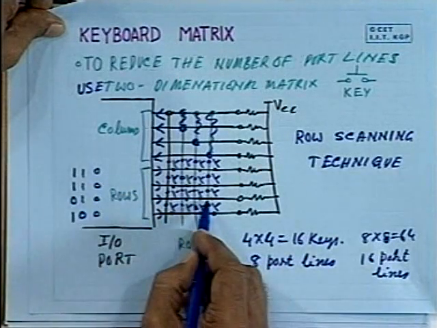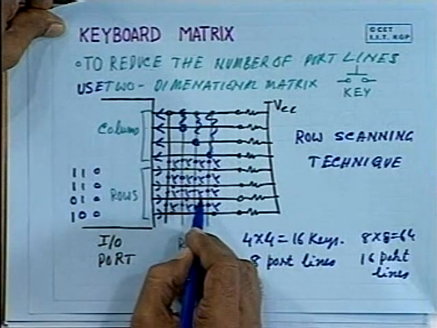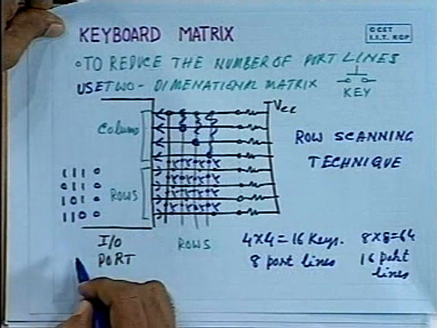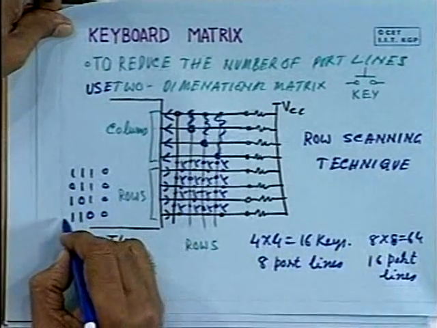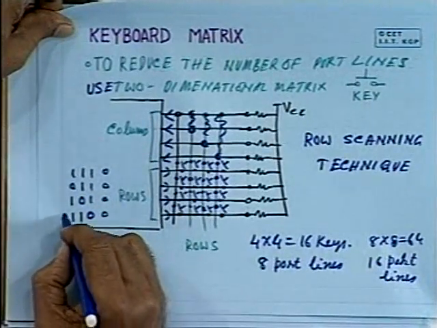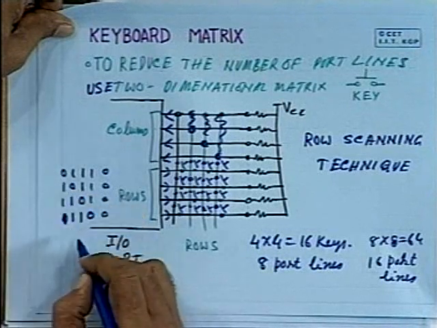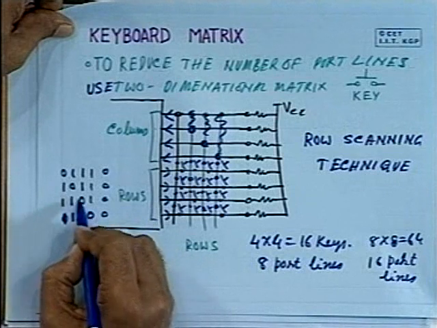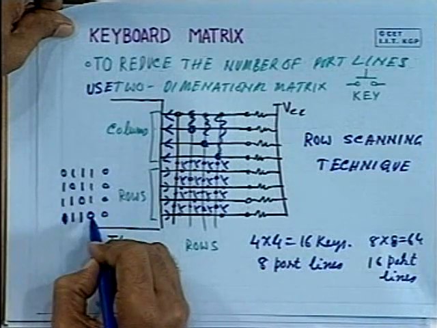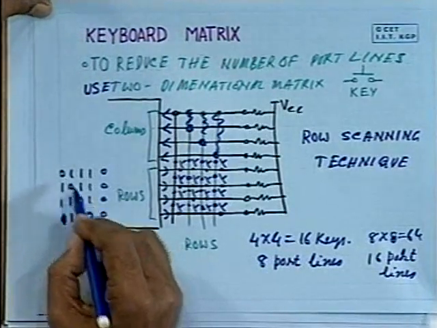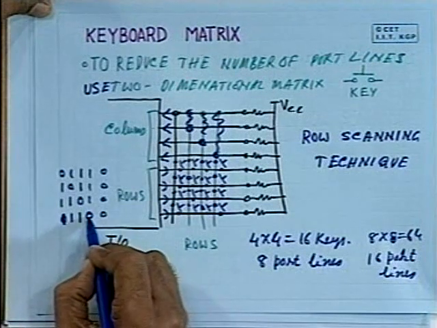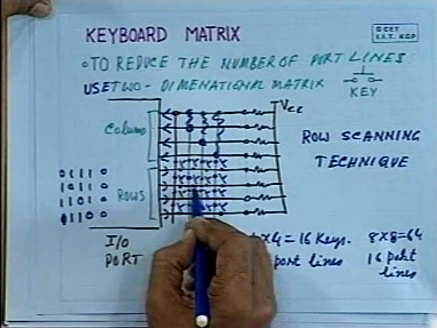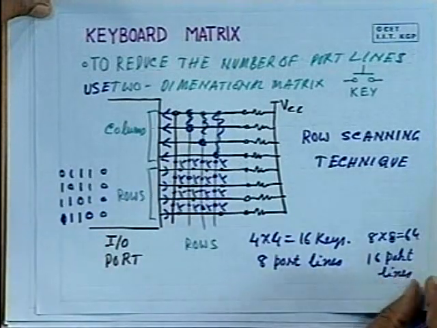So after scanning this row, you go to the next row, then after scanning the second row, you go to the third row, then after the third row is over, you go to the fourth row, 1 1 1 0. In this way you can scan all the four rows by generating this kind of output. First you scan this row, then this row, then this row and this row. This can be very easily done.